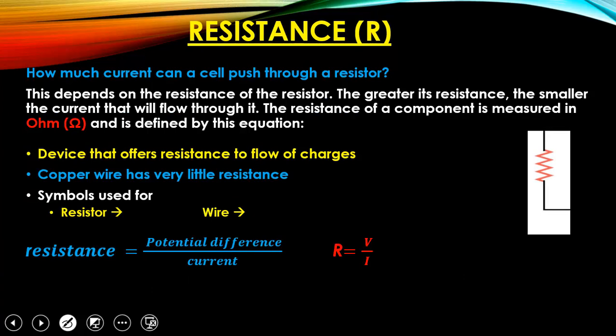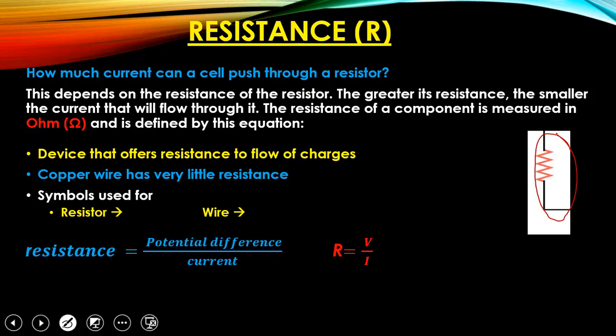Resistance. How much current can a cell push through resistance? This depends on the resistance of the resistor. The greater its resistance, the smaller the current that will flow through it. The resistance of a component is measured in ohm and is defined by this equation: R equals V divided by I. R, which is called resistance, equals potential difference divided by electric current. This is the symbol of resistance.